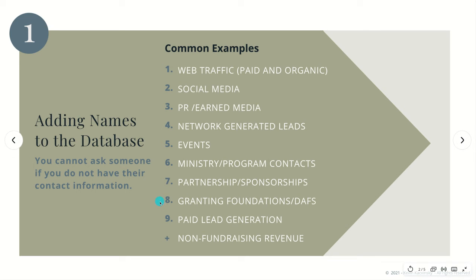Granting foundations, donor advised funds. If your organization is big enough to have a fund there, that's a great place to start. But you don't have to have a fund at a donor advised place or a granting foundation in order to get gifts from them. Paid lead generation, obviously buying a list. I would say this is number 9 because I'd say this is the hardest to do and the least likely to produce a predictable result. Nowadays, with data the way it is, you could find other ways outside of this, but if you're not willing to do the work, there's always that option.